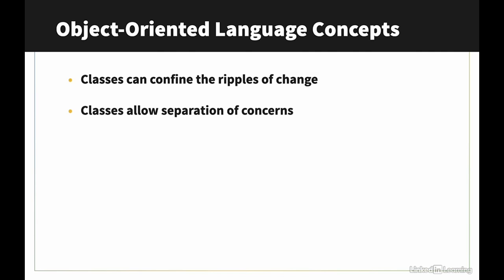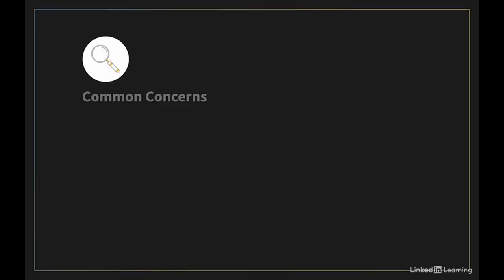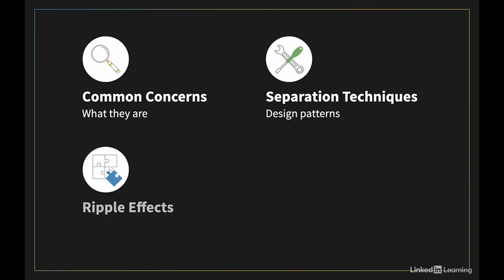In an OO programming language like Python, class definitions can be used to confine the ripples of change. A class allows programmers to isolate the various concerns that comprise working software. For example, we can disentangle algorithms and data structures from the operating system details. The SOLID design principles provide guidance on how to structure our classes in a way that keeps the concerns separate and minimizes the ripples of change.